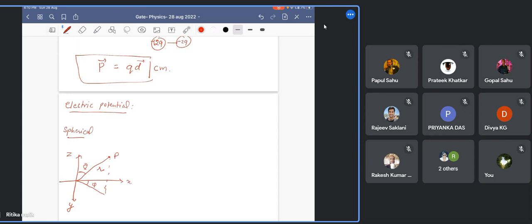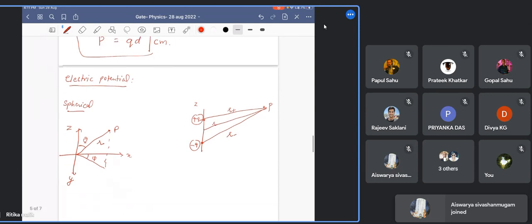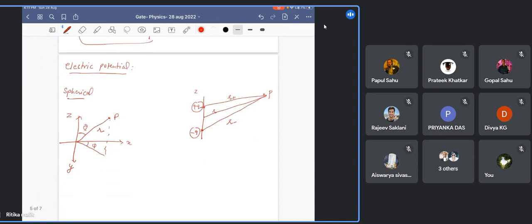So what we do is we assume an electric dipole in the z direction. We have a minus q charge and a plus q charge, and we have any point P at which we want to calculate the electrostatic potential. It has distance r plus from the positive charge and r minus from the negative charge, and from the center of these charges the distance is r. So we have to calculate the electrostatic potential.